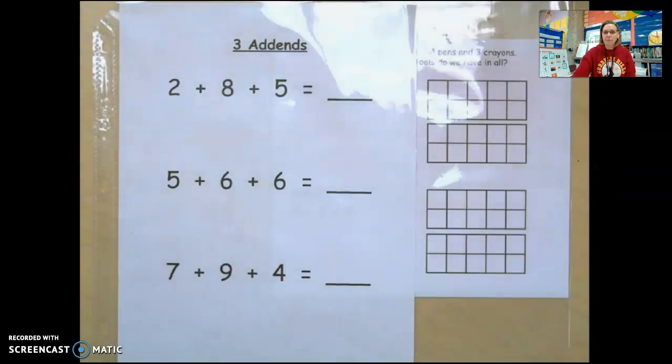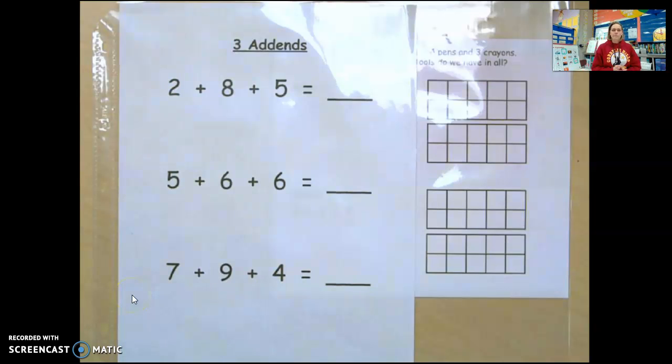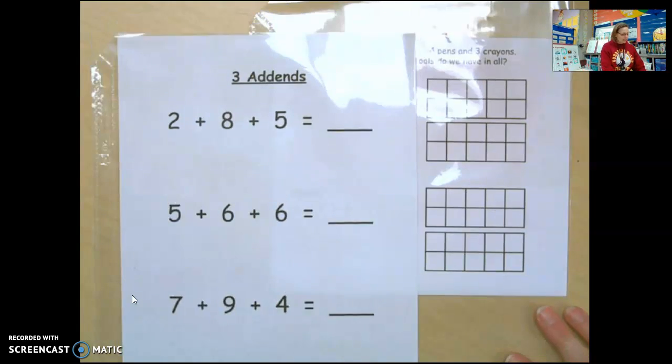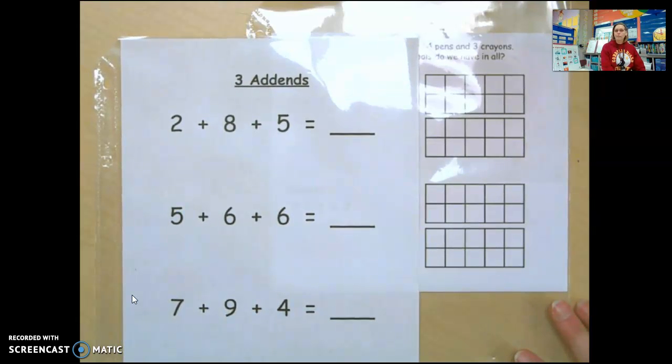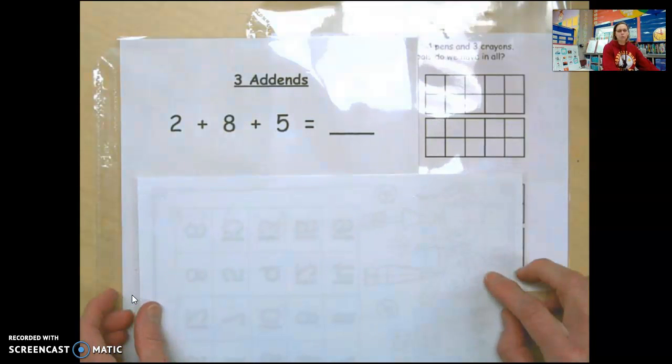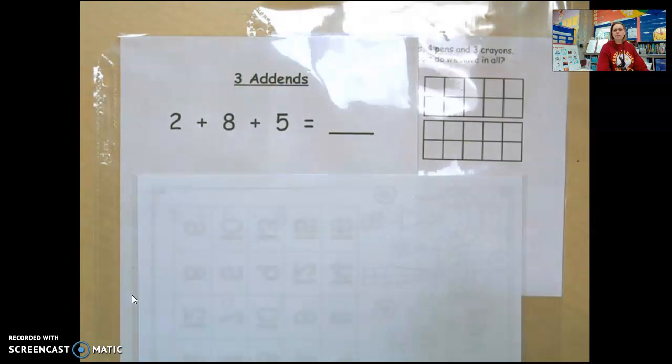All right, so let's go ahead and look at a few problems here and think about how we might be able to solve them. All right, so you can see I've got 3 of them here. And these all have 3 addends, and we're going to try and look for doubles, or we're going to look for facts that might add up to 10 to help us solve this. And I'm going to go ahead and cover the 2 on the bottom here up just so we don't get distracted. Let's focus just on this one.